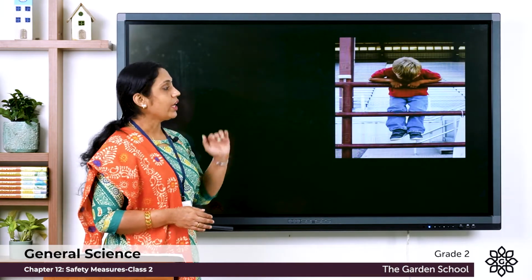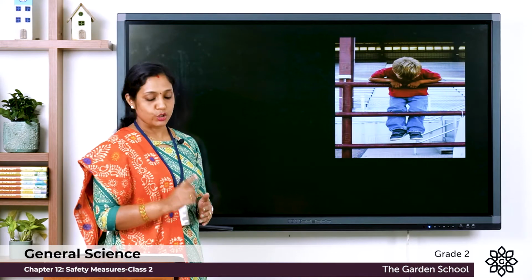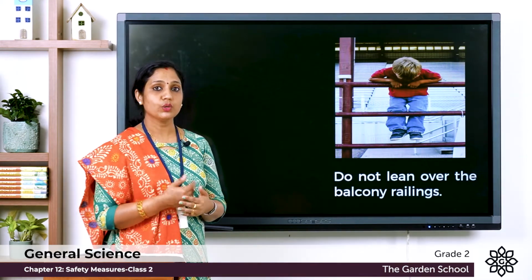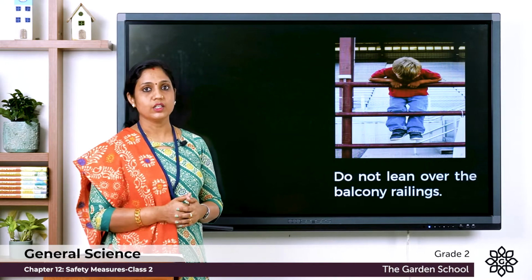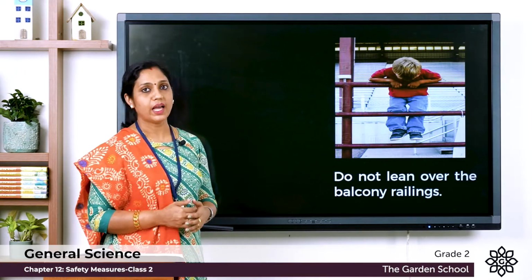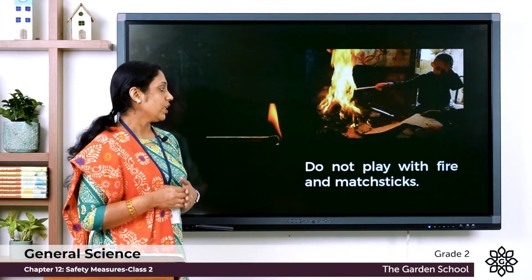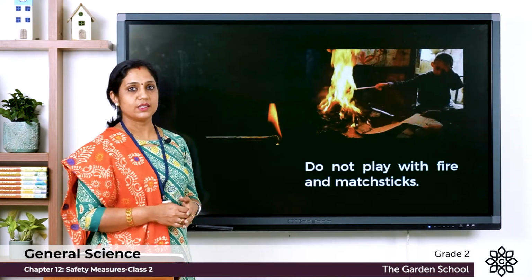You can see a boy leaning over from a balcony. So you should not lean over the balcony railings. So what happens if you lean? You may fall and get hurt. So you do not lean over the balcony railings. Do not play with fire and matchsticks.